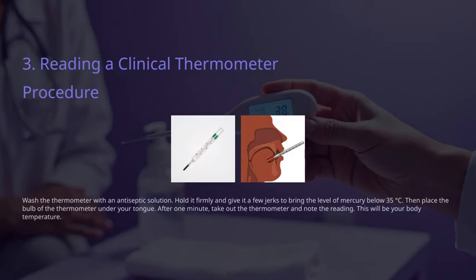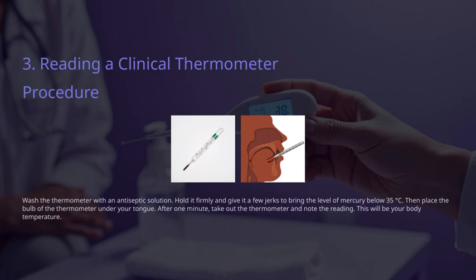First, it's important to wash the thermometer thoroughly with an antiseptic solution to ensure cleanliness and prevent infection. Once it's clean, hold the thermometer firmly in your hand and give it a few quick jerks. This is to bring the mercury level below 35 degrees Celsius, so we start from a known baseline.